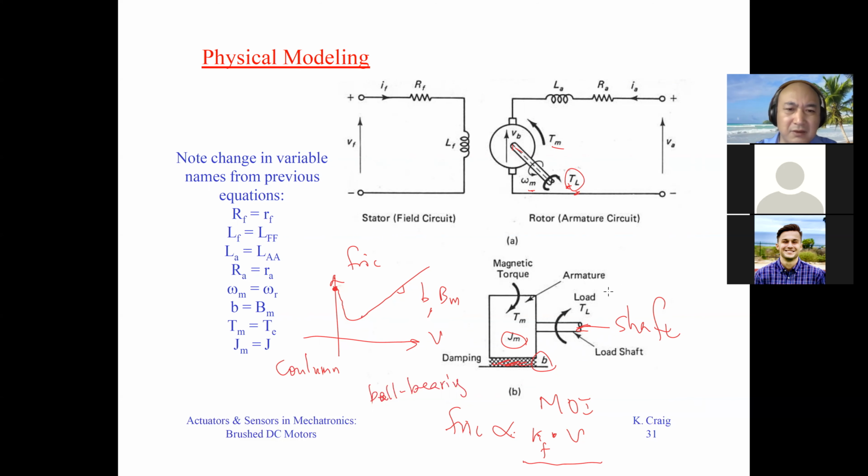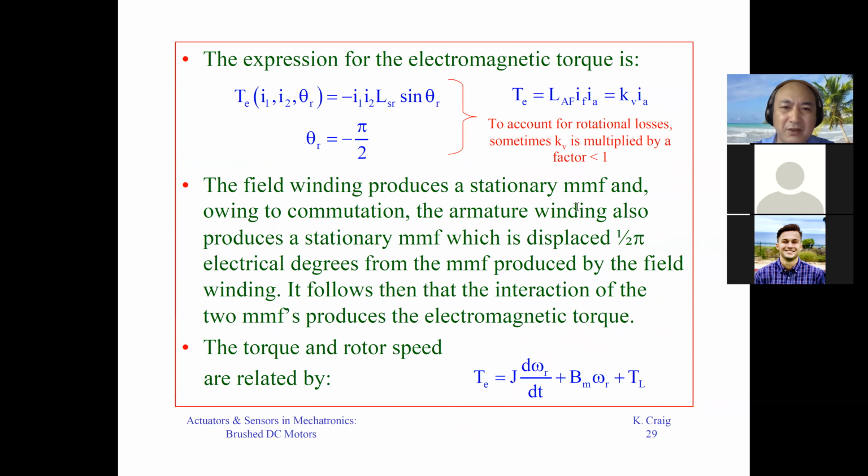Coulomb friction. So this side actually has a name. It's called static friction, which depends on the material and the surface. We don't want to say that too much. I want to tell you that the equation for this is due to the motor electromagnetic torque, the EM torque.